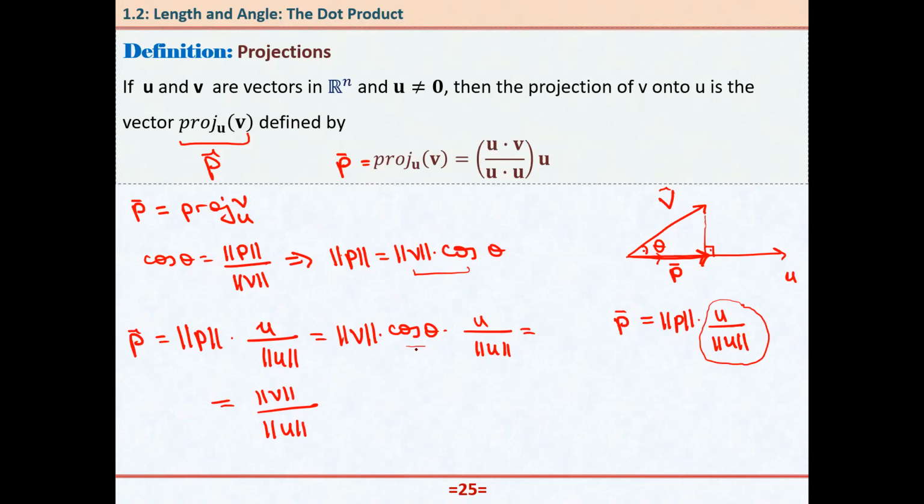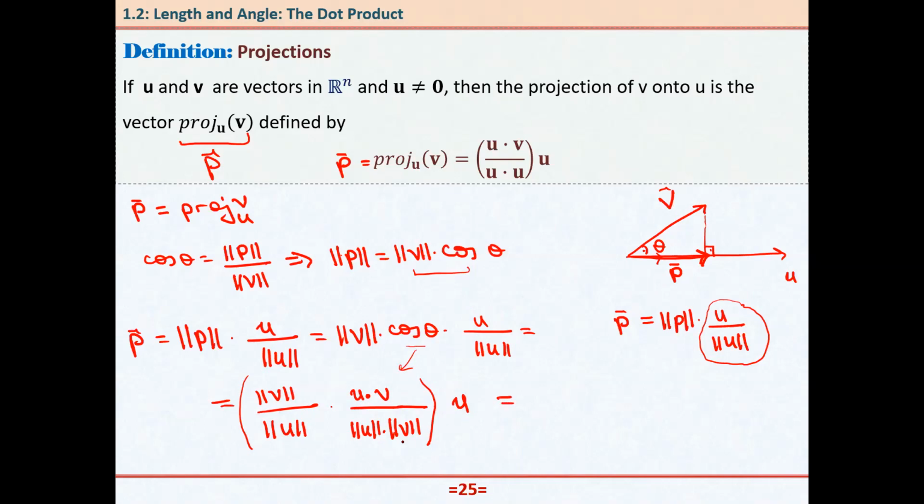What is cosine of theta? We have just evaluated it: it is the angle between these two vectors, V and U. That is U dot V over magnitude of U times magnitude of V. And here we have vector U. If you notice, U dot V is a scalar. I can just write it in brackets. It is a scalar coefficient that is multiplied by vector U.